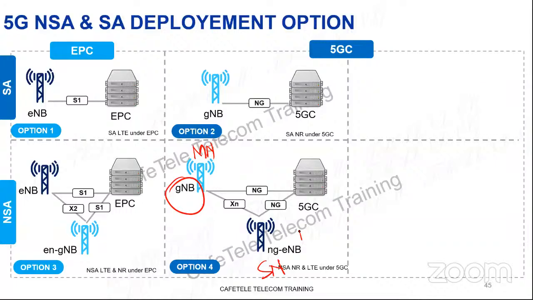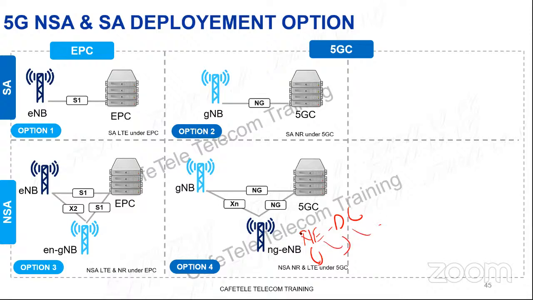And this option we call NGEN-DC. This is EN-DC, and this is NE-DC. What is the meaning of NE-DC? What is the term NE-DC? N means New Radio. Understand the term also. E means E-UTRA and dual connectivity.